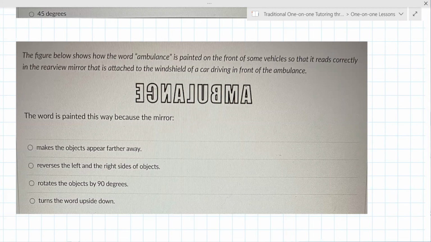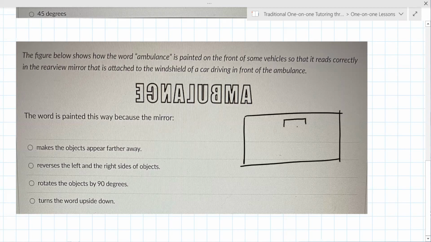If you look at a car, like your car, whatever make and model it is, it's not written in reverse. Like if it's a Ford or Chevy or Toyota or any of the brands out there, it's not written in reverse. But when you look in your rear view mirror, you see it as ambulance. Okay.